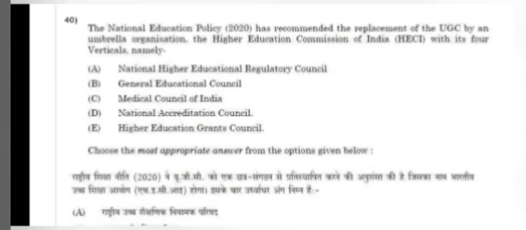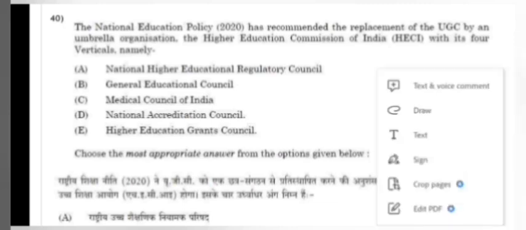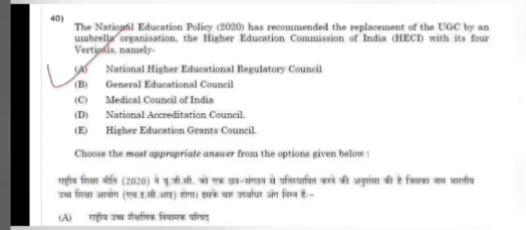Next, the National Education Policy 2020 has recommended the replacement of the UGC by an umbrella organization, the Higher Education Commission of India, HECI, with its 4 verticals, namely what? National Higher Education Regulatory Council, General Educational Council, Medical Council of India, National Accreditation Council, Higher Education Grants Commission. It will be National Higher Educational Regulatory Council. Next.